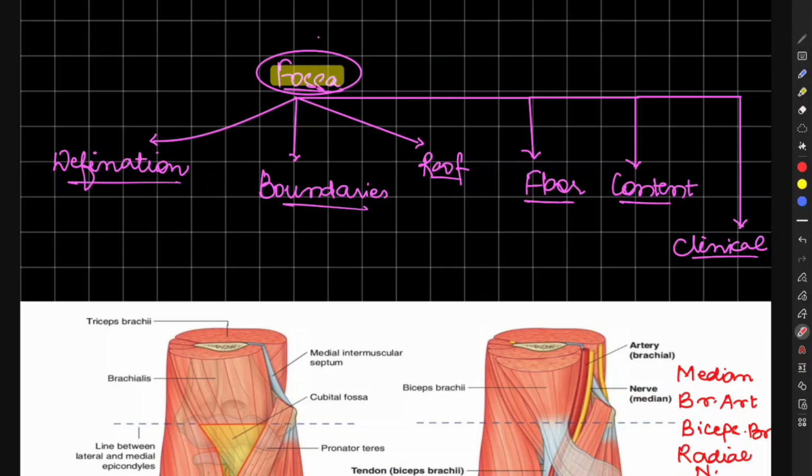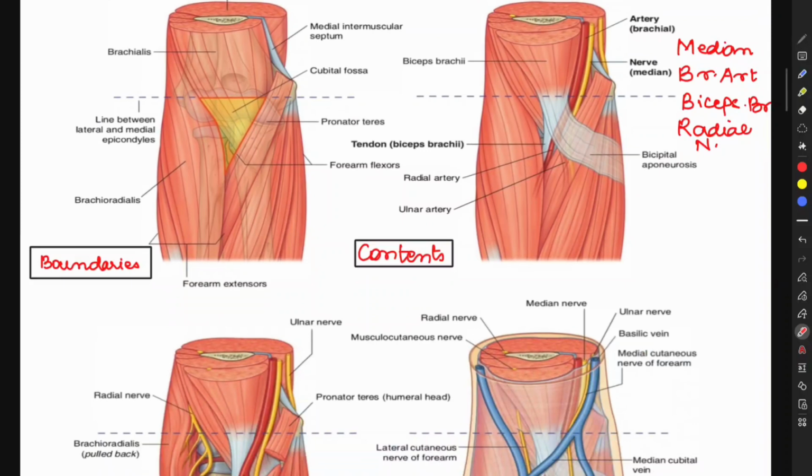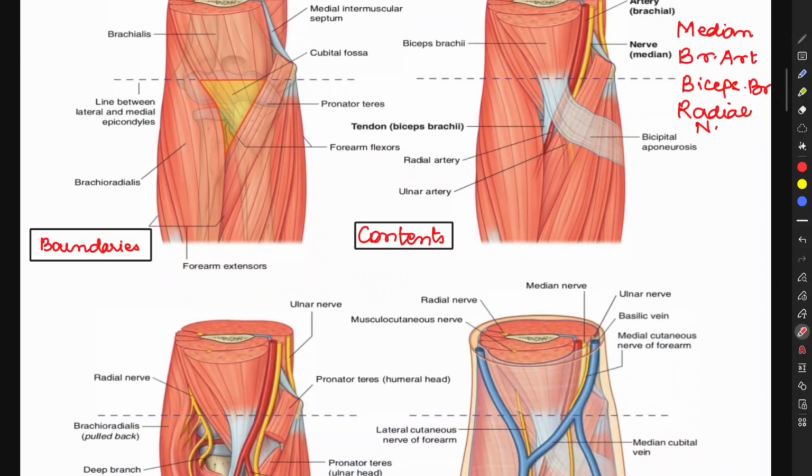Make sure that you read your text after this, and if you have any doubts, you can ask me. Make sure that you memorize the boundaries and all the contents of the cubital fossa via diagram, because that will help you remember them for a long time. And make sure that you stretch your hand and feel that here will be my pronator teres, here will be my brachioradialis. So that will help you retain it for a longer time.